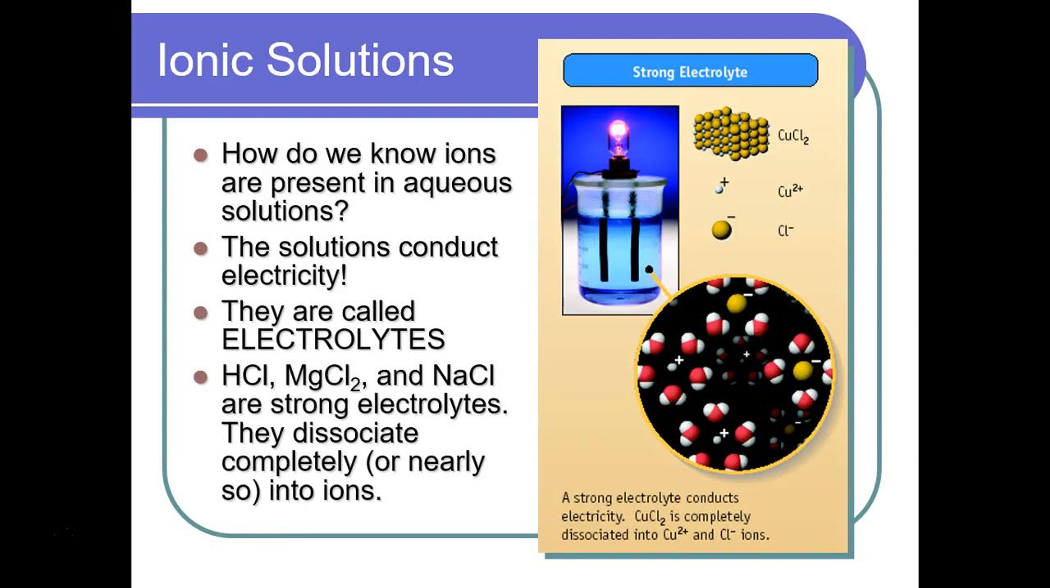So we think about all these substances right here, HCl, MgCl2, NaCl, they're what we call strong electrolytes. They dissociate completely into ions. The water up here at the top is going to have pluses and minuses floating all about, and all those individual ions are what conduct that charge and allow the charge to flow in.